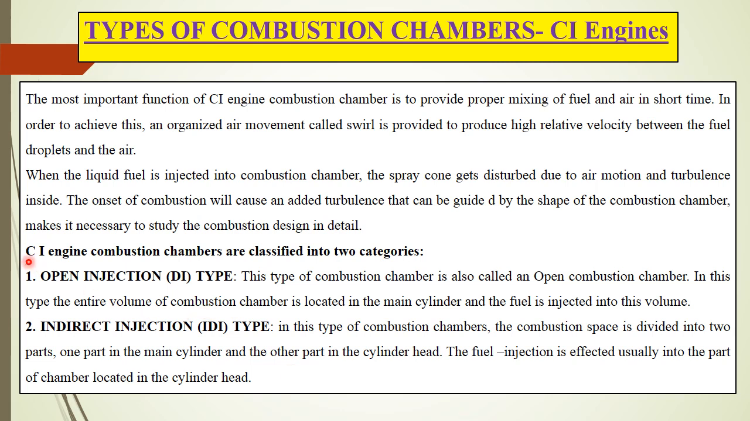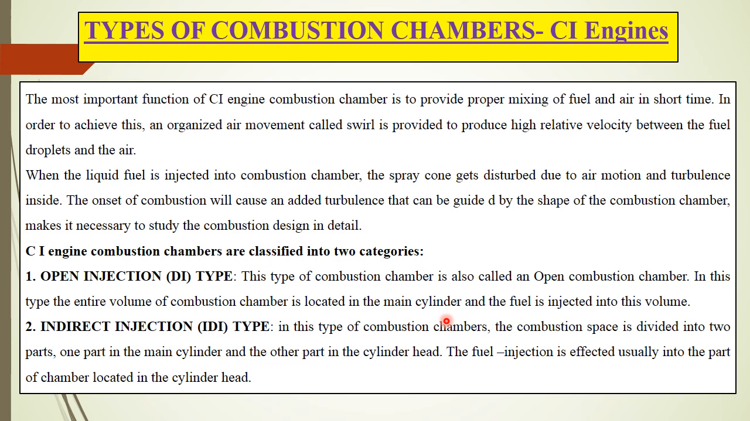CI engine combustion chambers are classified into two categories. One is the open injection type, meaning direct injection type, or DI type. The second is the indirect injection type, meaning IDI type. The DI type is also called an open combustion chamber. In this type, the entire volume of the combustion chamber is located in the main cylinder.